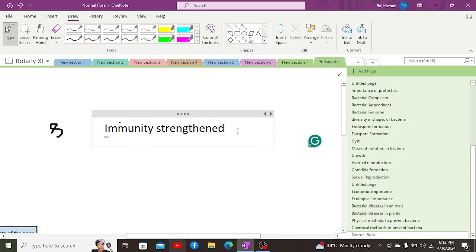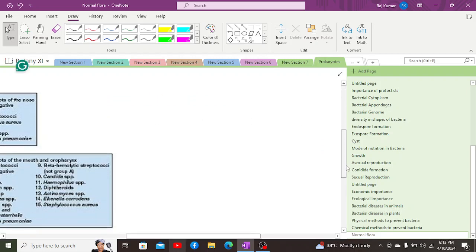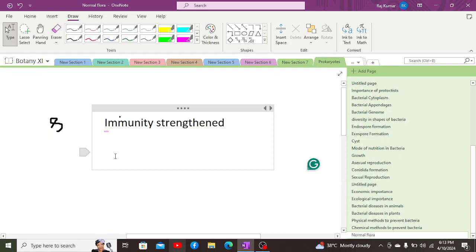Immunity can be strengthened. How? Let us discuss that as well. We know that bacteria can cause more than 200 different bacterial diseases in humans, but we have the bacterial flora, which includes several species of gram positive and gram negative bacteria, which we are going to discuss here as well. Most of these bacteria live on the surface tissue.